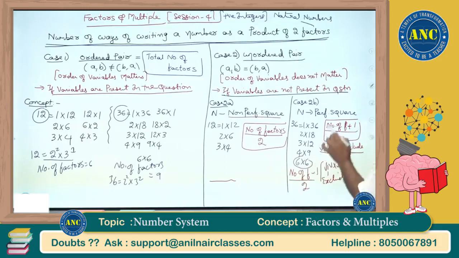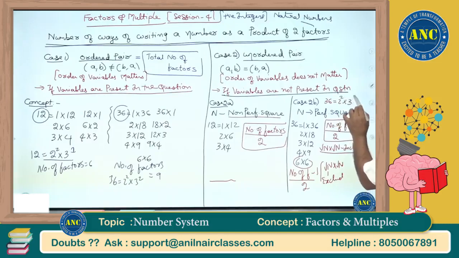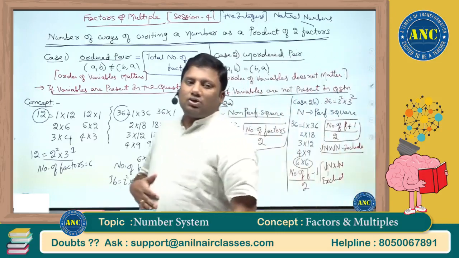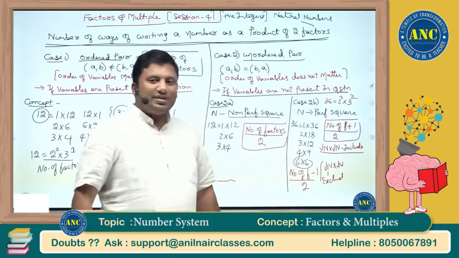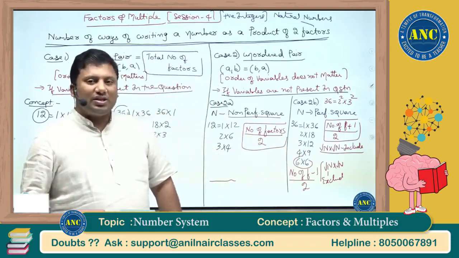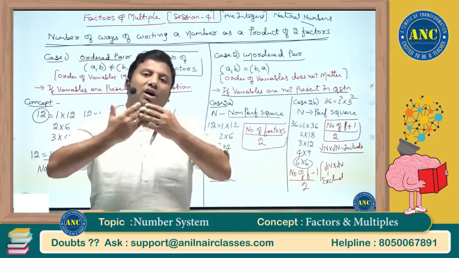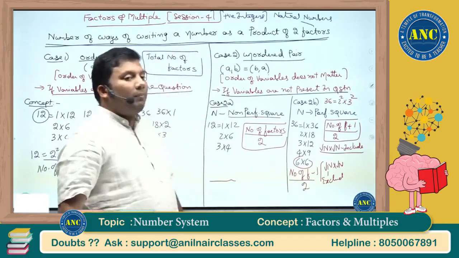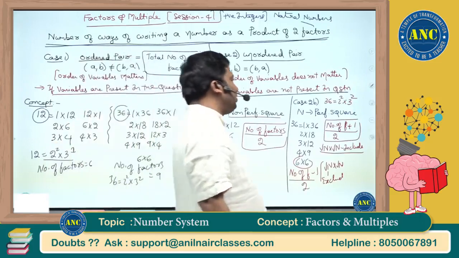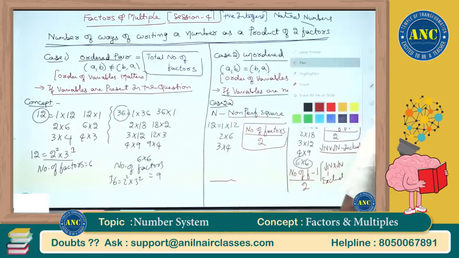If I include this case, 36 is 2 square into 3 square. The number of factors will be 3 into 3, 9. 9 plus 1 divided by 2, 10 by 2, I got 5 cases: 1, 2, 3, 4, 5. If I remove 6 into 6, which is nothing but root of 36 into root of 36, then the answer is number of factors minus 1 by 2.